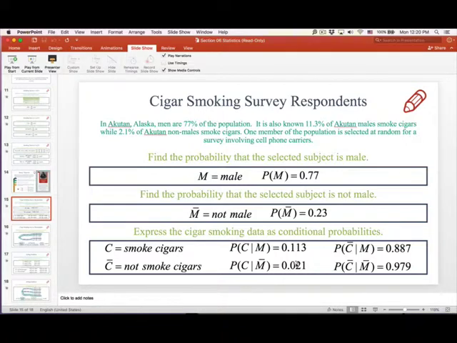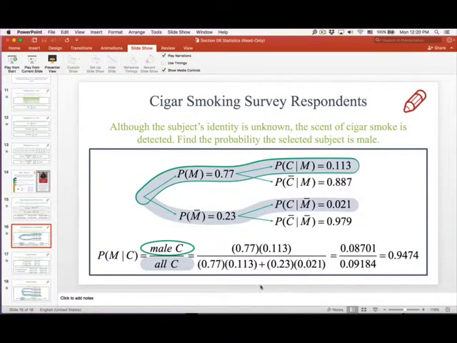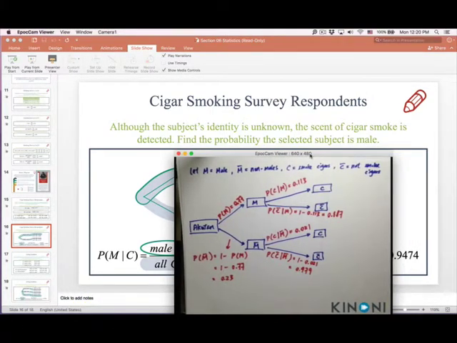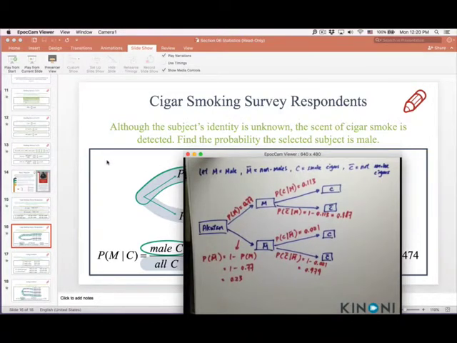Now we're gonna do the last question. That is a much more important question in here. Although the subject's identity is unknown, the scent of cigarette smoke is detected. Find the probability the selected subject is male. With this question again, this is the conditional probability. We would like to find the probability that the selected subject is male.